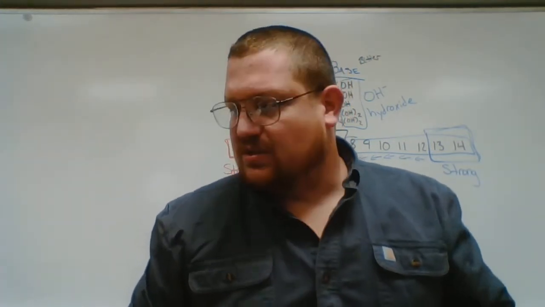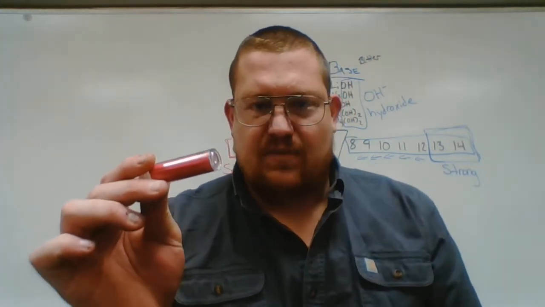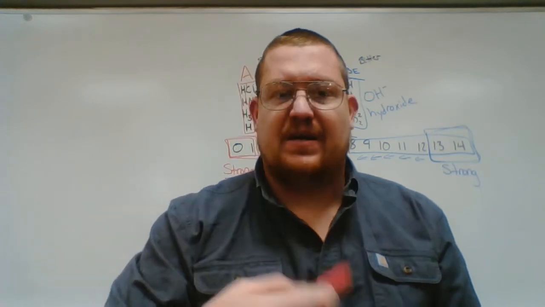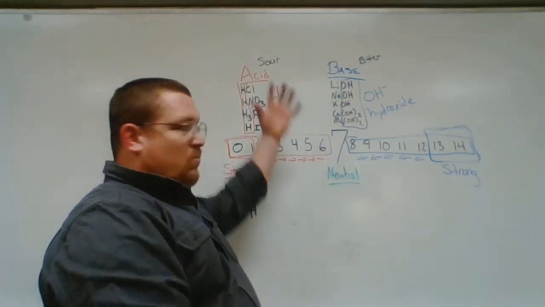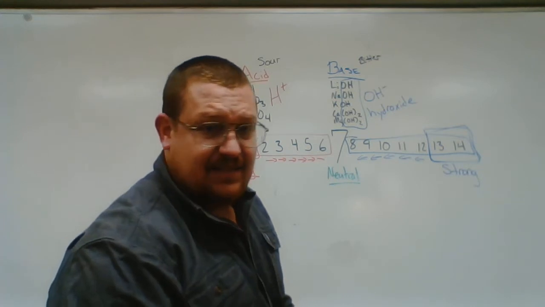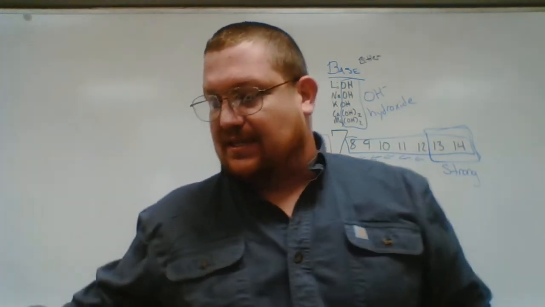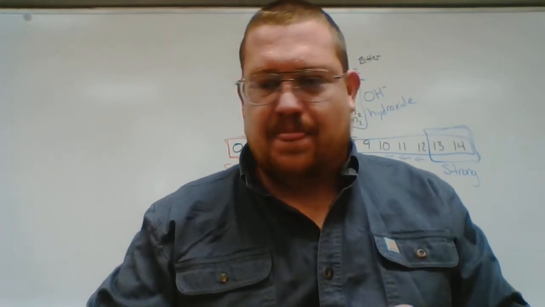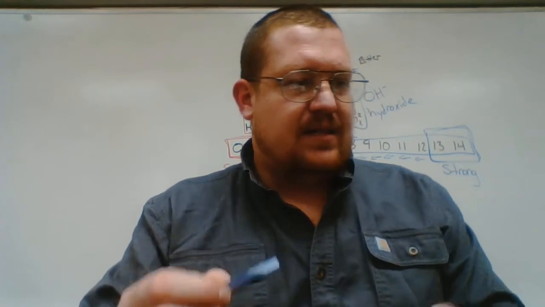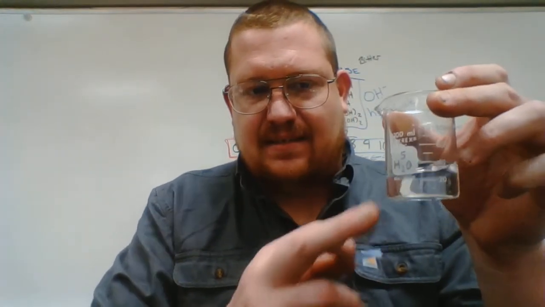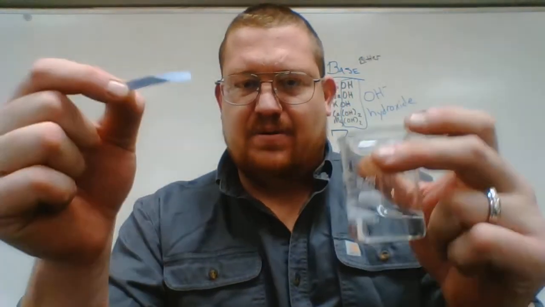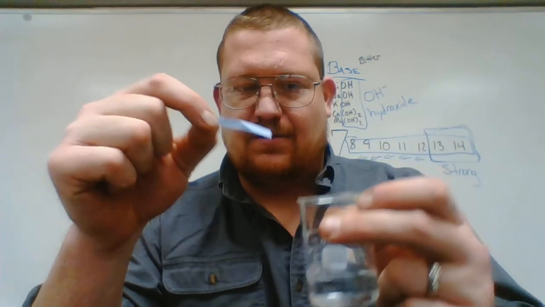So first, let's look at red litmus paper. If you haven't figured it out yet, red is used all the time for acids. Blue is used all the time for bases. So let's see what happens using these red and blue. Up first, blue litmus paper, straight blue. This is HCl, hydrochloric acid. All right, this is hydrochloric acid. So if I put my blue litmus paper in here, let's see what happens.